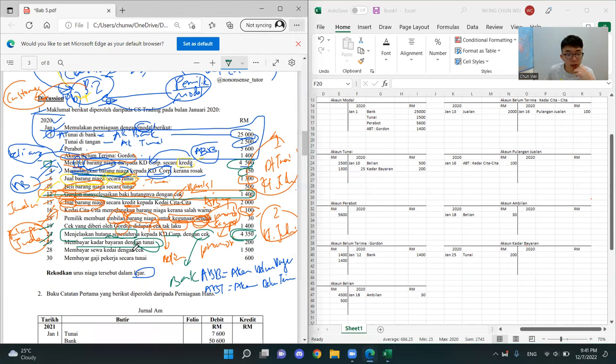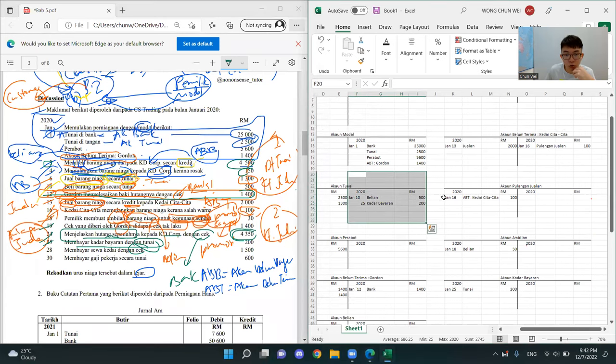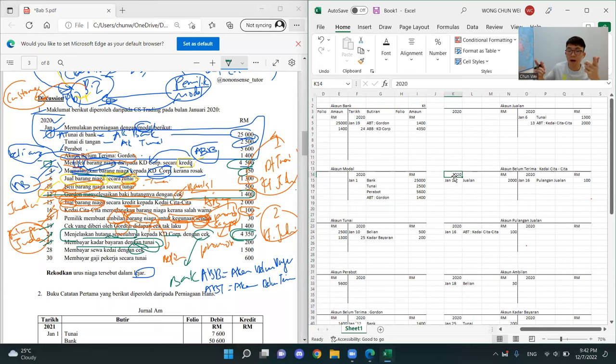Membayar sewa kedai dengan cek. So dengan cek means bank. So you need to go to your account bank because you bayar, right? Bayar, what happens to your bank? Your money keluar. Keluar means you credit. So on the 28th, money keluar. So when money keluar, to where? Sewa kedai. So you bayar sewa kedai.